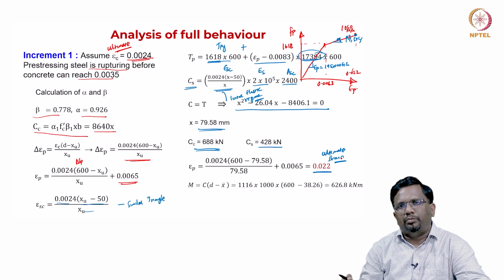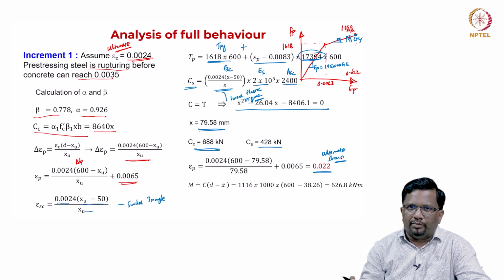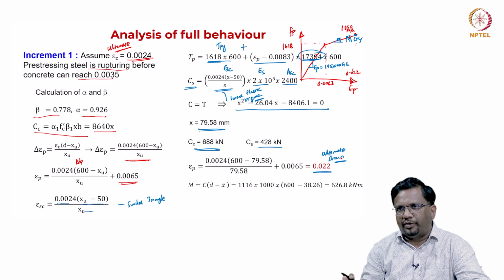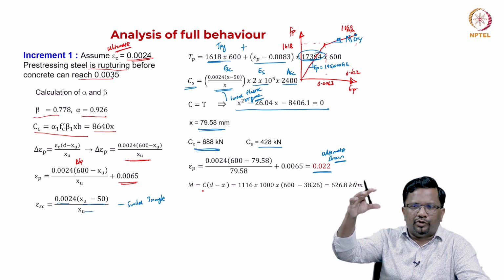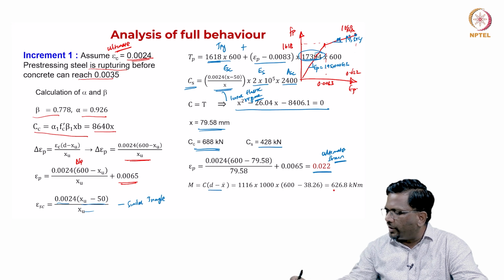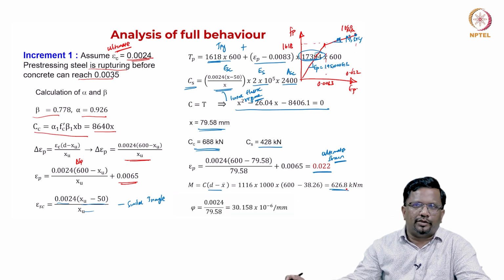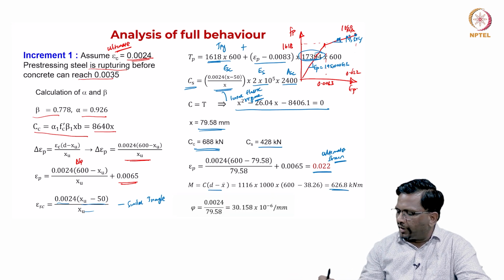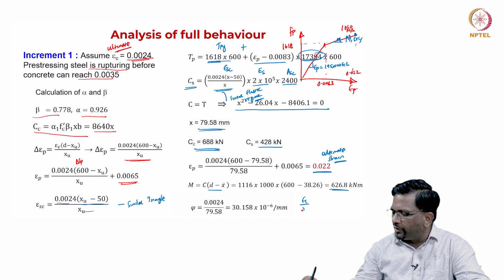I need to have minimum steel so that the steel should not rupture. Steel should yield, but it should not reach its rupture strain, right. So then again I can get my moment resistance, combined compression force multiplied by this lever arm, I get 626.8 kilonewton meter. And curvature is again epsilon C by X, right.